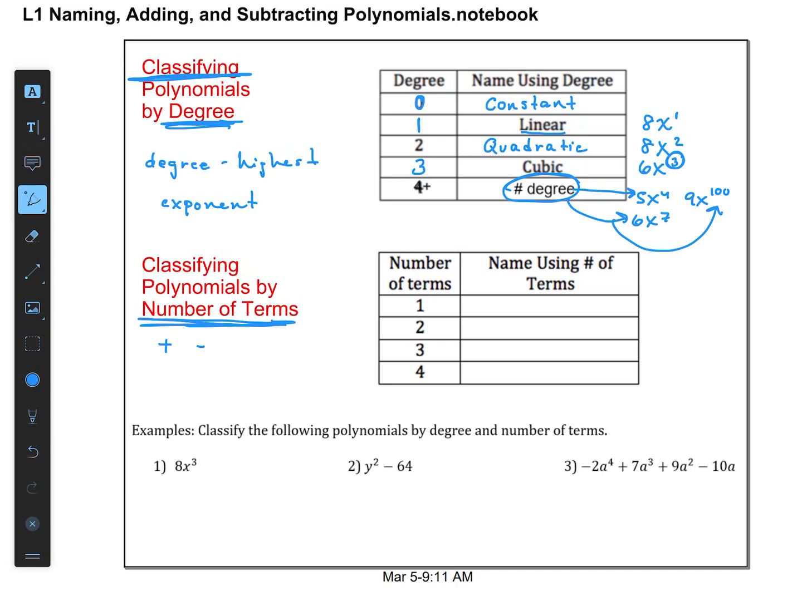It's going to be based on how many pluses and minuses we see, really. So when we have something that is one term right here, we're going to call it a monomial.